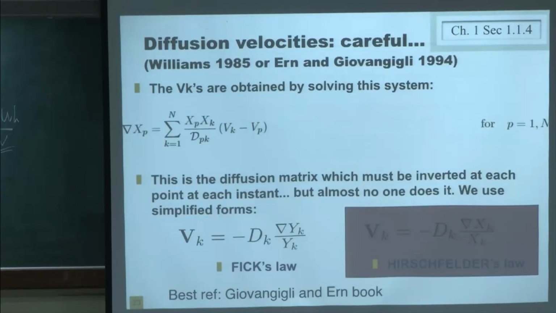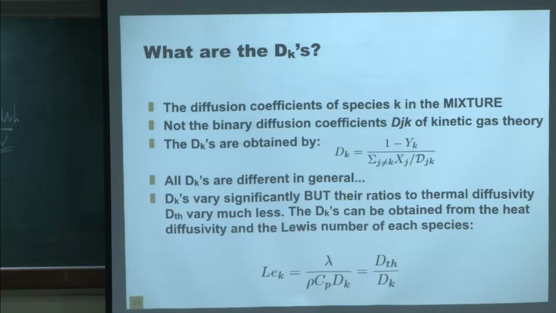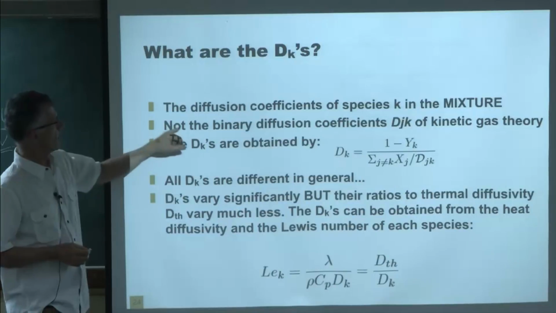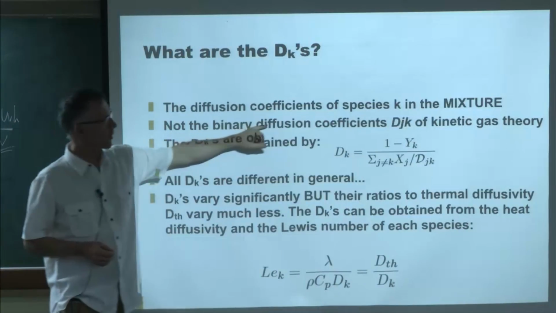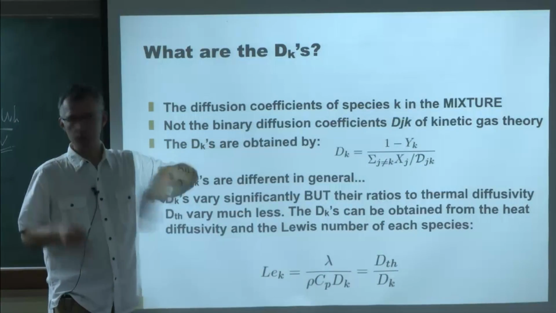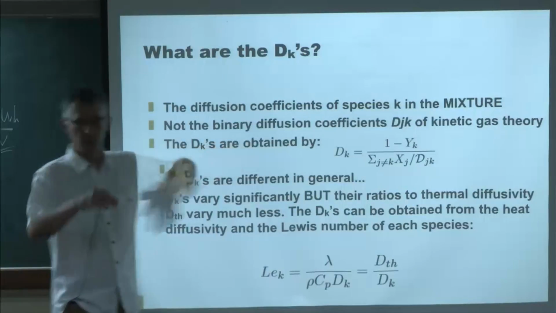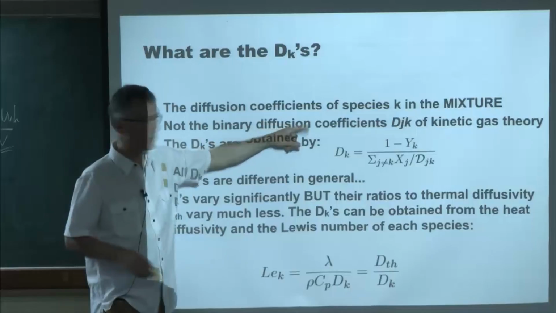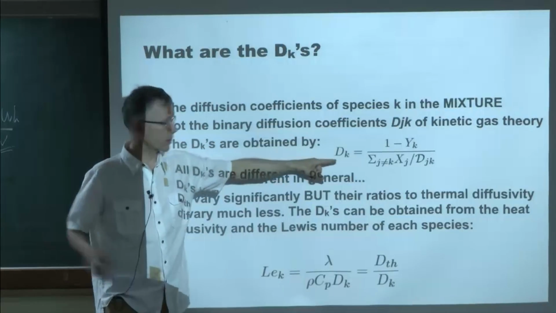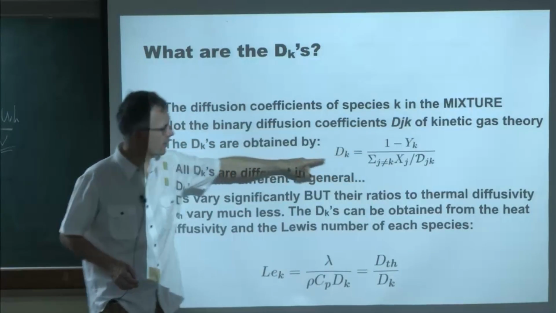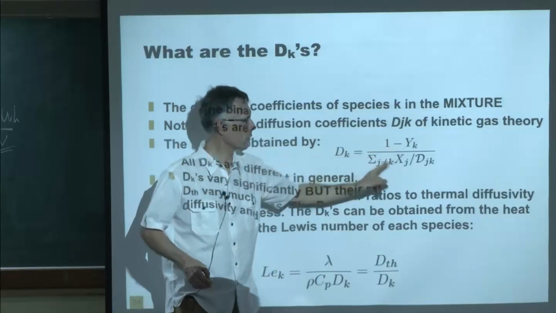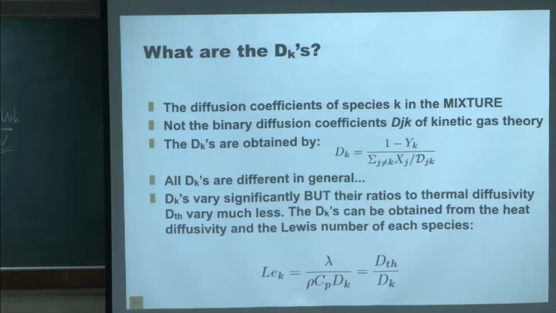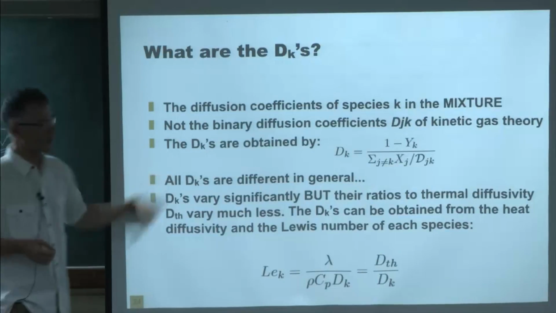Now, there are a few other things you want to be aware of. The binary diffusion coefficients come from kinetic gas theory, so they are tabulated. Djk equals something. You don't have to worry about them. But the problem is that this is not what you use in Fick's law or in Hirschfelder's law. You use the Dk. The Dk is equal to this expression, 1 minus Yk divided by a combination of all the Djk in the mixture. And all the Dk are, in general, different.